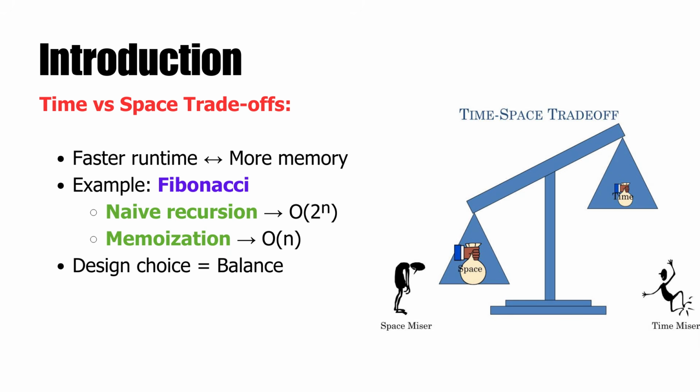Want your algorithm to run faster? One approach is to use additional memory to store pre-computed results. This is the time-space trade-off. A classic example is calculating Fibonacci numbers. The naive, recursive approach is exponentially slow. However, if we store previously computed results in an array, a technique called memoization, we can reduce it to linear time, at the cost of additional memory.